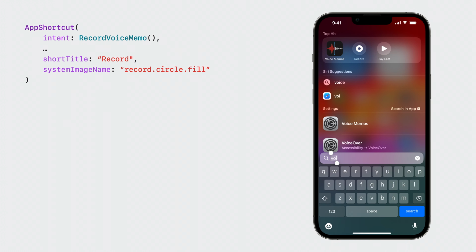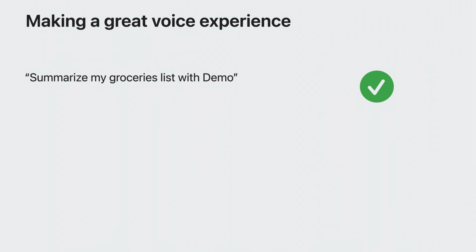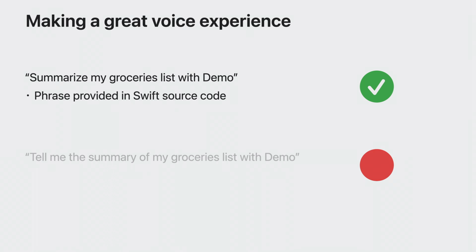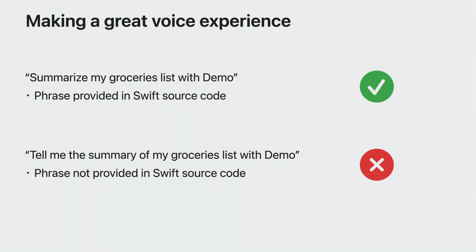And finally, every app shortcut now requires a short title and system image. When shown in Spotlight or Shortcuts, the short title and system image are used to style the action. Pick something that's distinctive and represents what your app shortcut does. In addition to all of the great new ways app shortcuts are visually featured in the system, we've also made big improvements this year to how app shortcuts can be used with Siri.